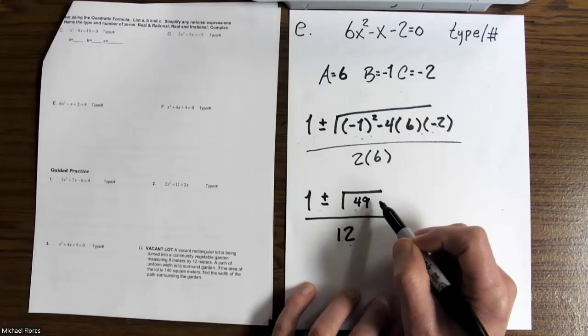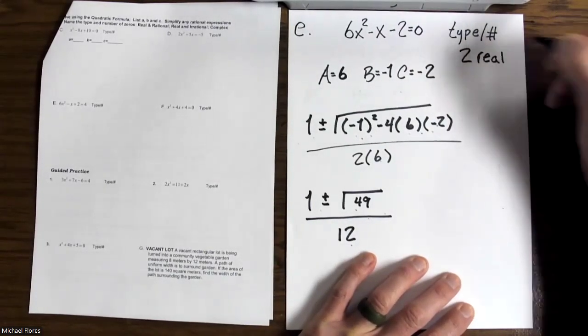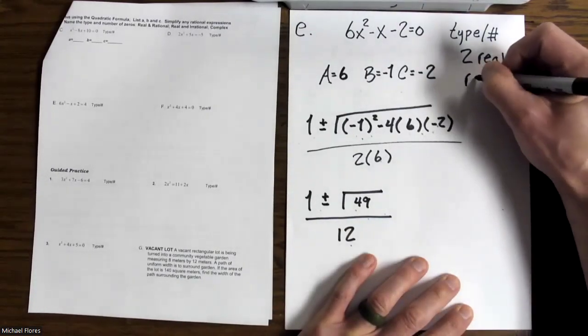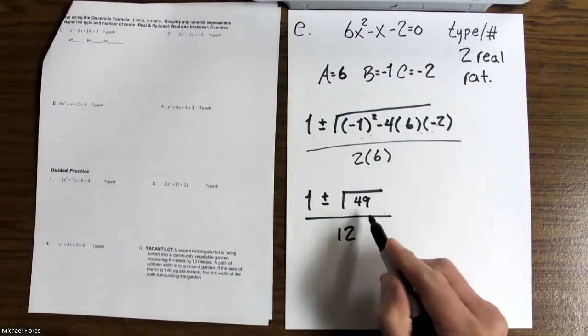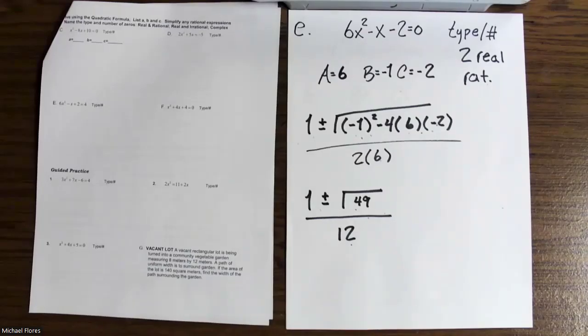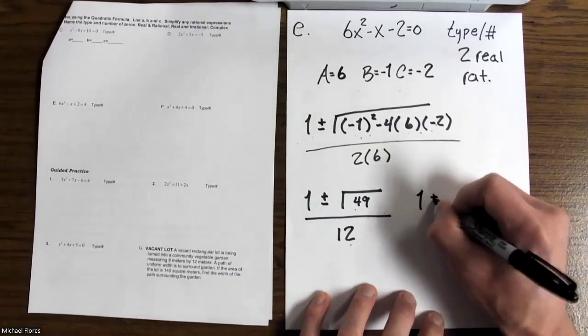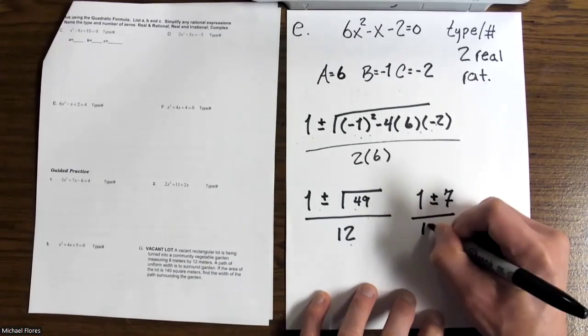If that number is positive, that means we are going to have 2 real solutions. And if it's a perfect square, which it is, that means they're going to be rational. 2 real rational solutions. That's what your discriminant tells you. Make sure you're aware of not only how to use the quadratic equation, of course, but also how to find the discriminant and what it tells you. Let's simplify. We have 1 plus or minus the square root of 49, which is 7, all over 12.